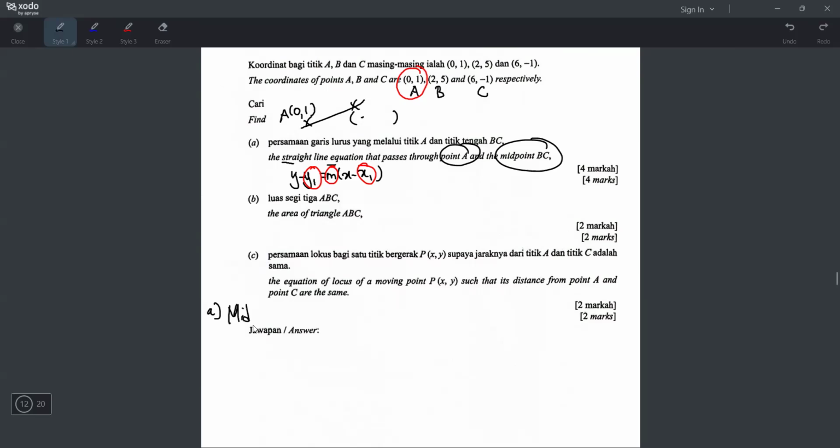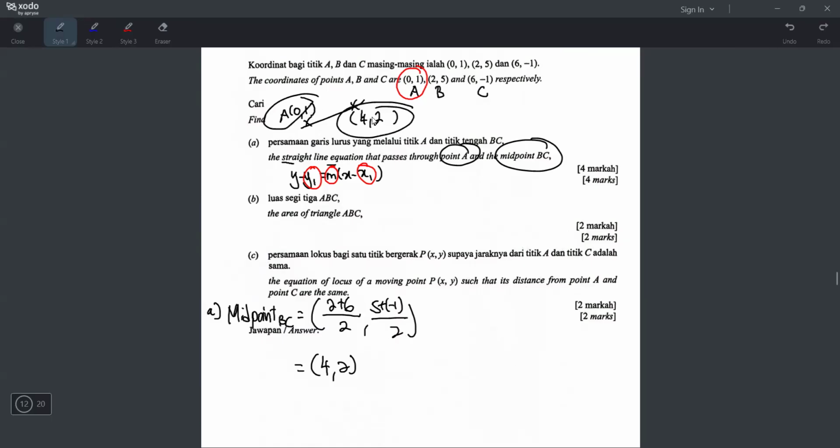Okay, so what is the formula to find midpoint? The formula is (x plus x) divided by 2, (y plus y) divided by 2. So for B and C, it will be x: 2 plus 6, and y: 5 plus negative 1, and you will end up with 4 here. 5 minus 1 is 4, 4 divided by 2 is 2. That means this straight line passes through (0, 1) and (4, 2).